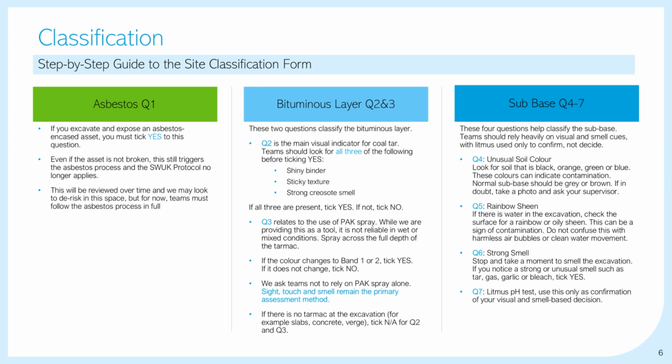Question 4. Unusual colors: black, orange, green, blue are yes. Normal grey or brown is no. Question 5. Water contamination. A rainbow or oily sheen is yes. Clean water or bubbles are no. Question 6. Unusual smells like gas, tar, bleach or garlic are yes. Question 7. Litmus test, used only to confirm what you've already seen or smelled. A reading of 1 to 4 or 10 to 14 is yes. 5 to 9 is no.